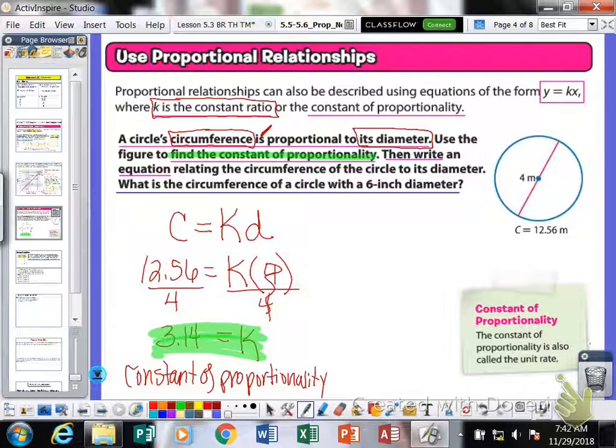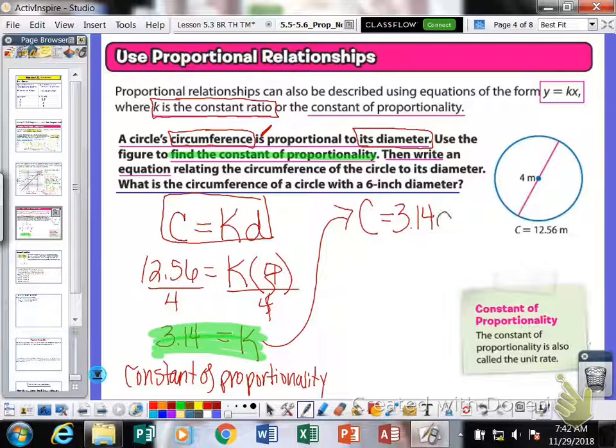All right, now, then write an equation relating the circumference of the circle to its diameter. So this equation here is just a general equation. We now have to take this and rewrite it up here. So the circumference would equal 3.14 times the diameter. And then for any diameter that we have, we'll be able to find the circumference, because all we have to do is take the diameter of any circle, multiply it by 3.14, and we get the circumference. So that's step 2.